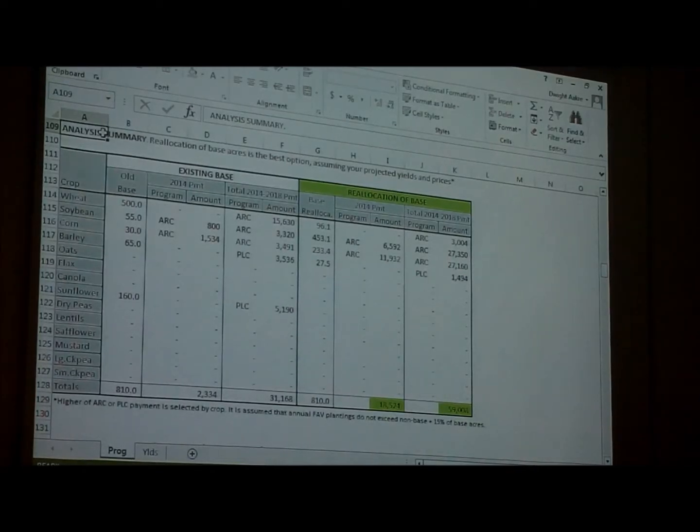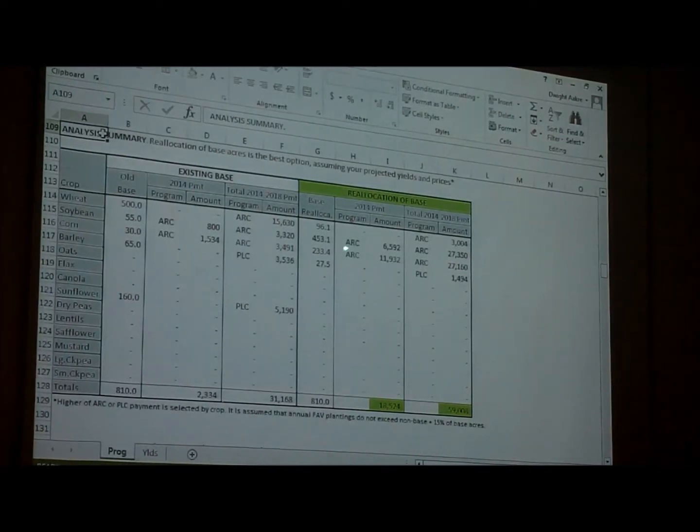The other thing it shows you is that ARC is the selected choice for soybeans, for corn, wheat. There's no wheat payment in the first year, but there is somewhere down the line. And PLC for barley. And sunflowers, there's not there in the reallocation, but it is there under existing base, and then PLC would have been the better choice.